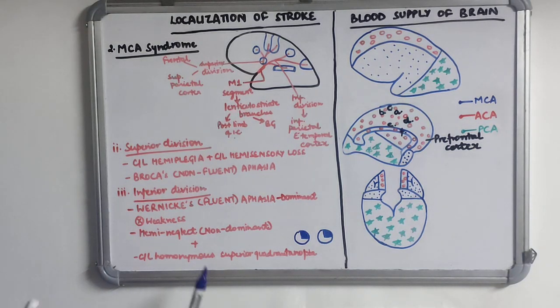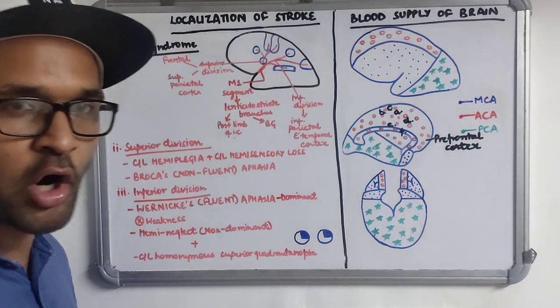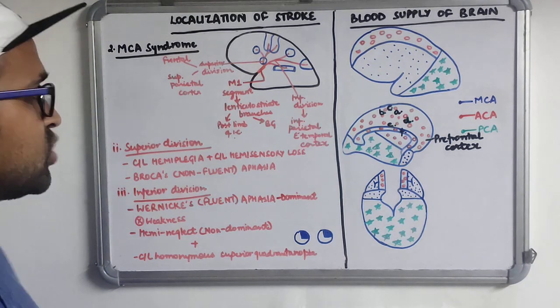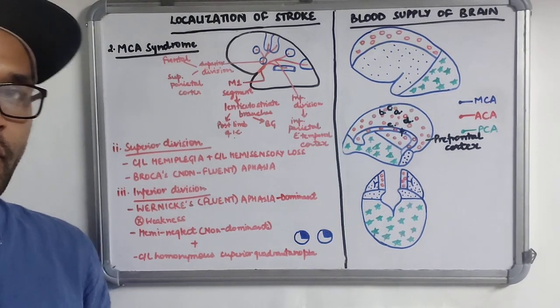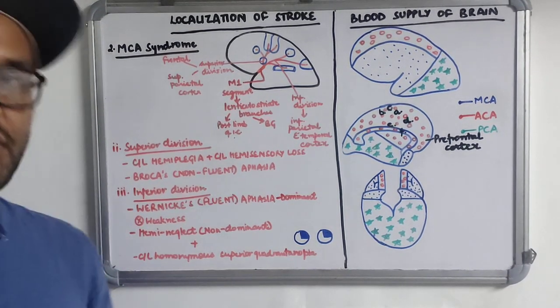So it can be accompanied by Wernicke's aphasia if there is involvement of the dominant hemisphere, or hemi-neglect phenomena if there is involvement of the non-dominant hemisphere. So this is the spectrum of middle cerebral artery syndrome.